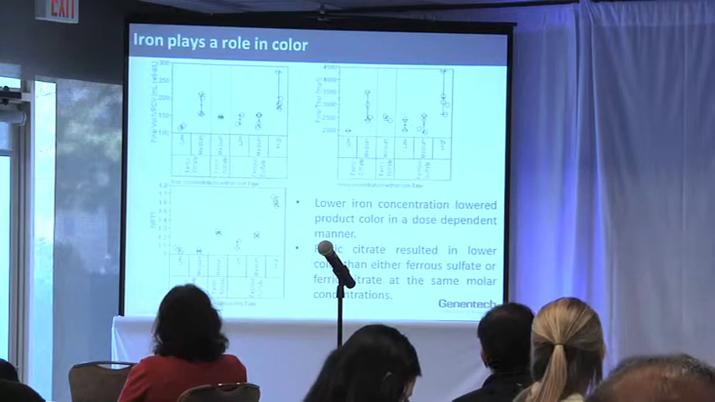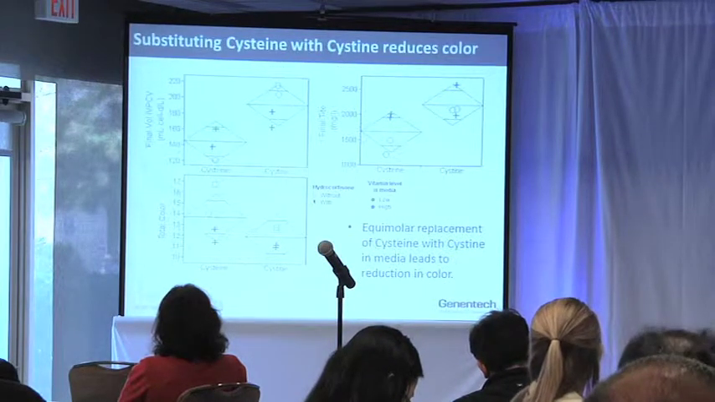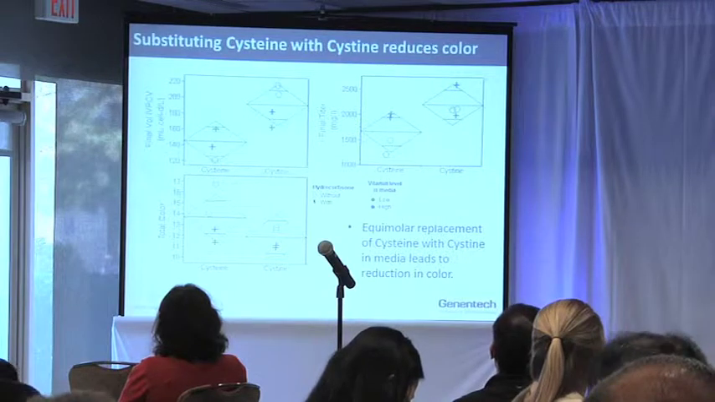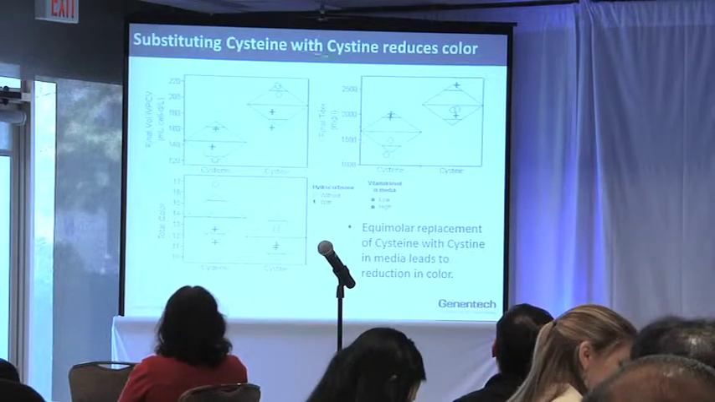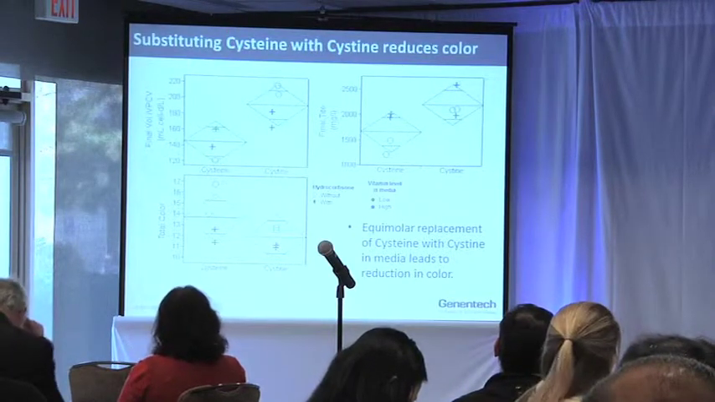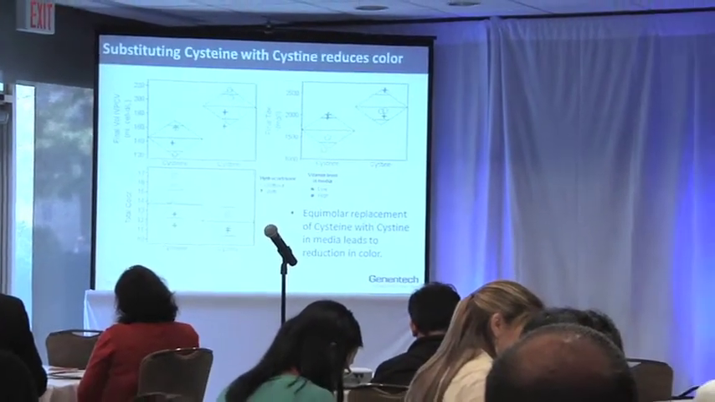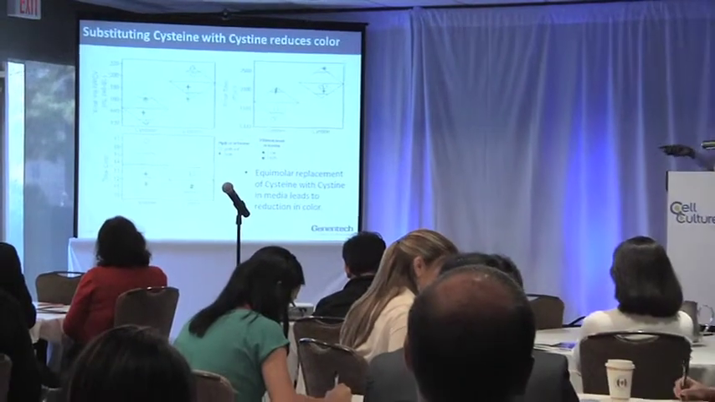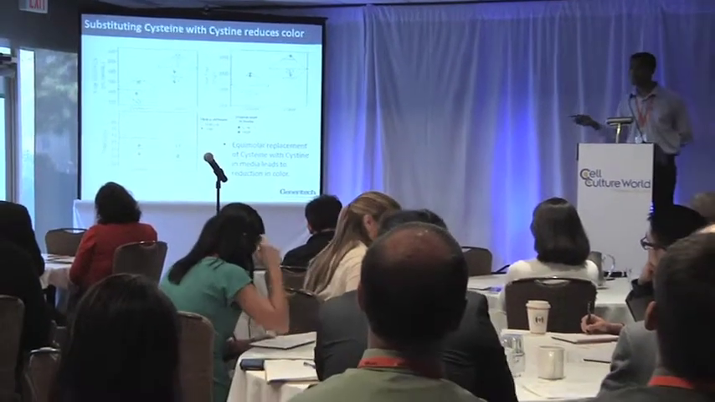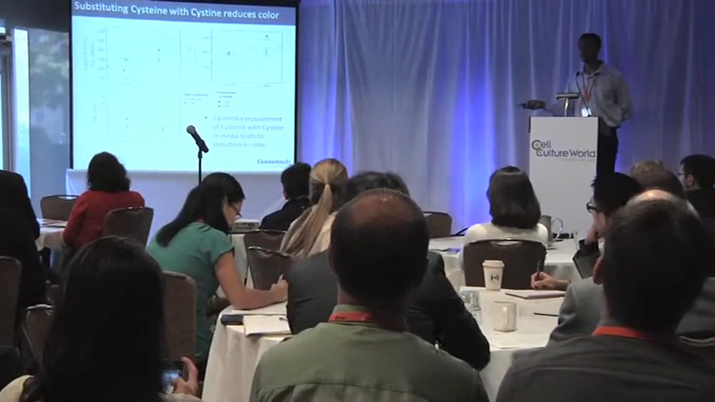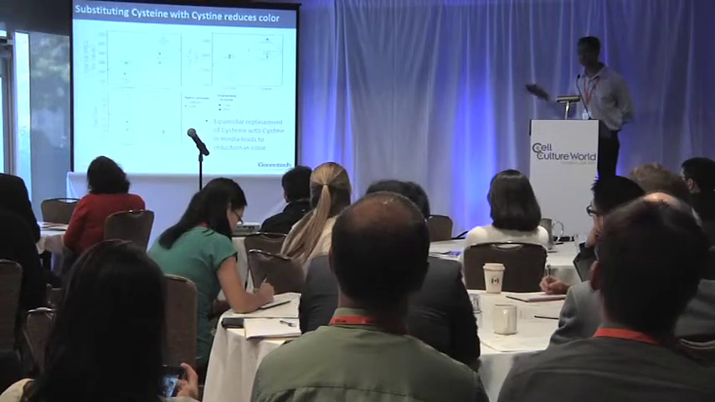Next, we looked at substituting cysteine with cystine. The monomer form was substituted with the dimer form in our media. And once again, we see a reduction in color. Now, if you notice the plots, this is probably not a very large reduction in color, but we definitely believe that small drops make a mighty ocean. This, of course, came with an advantage that we actually got higher titer, so that's actually a good thing for us.